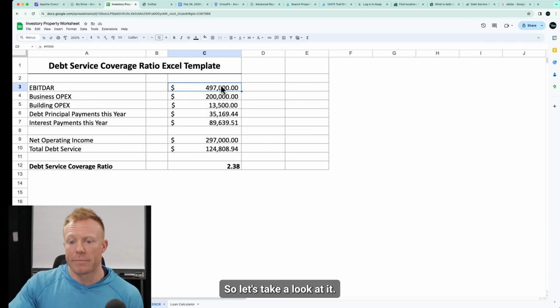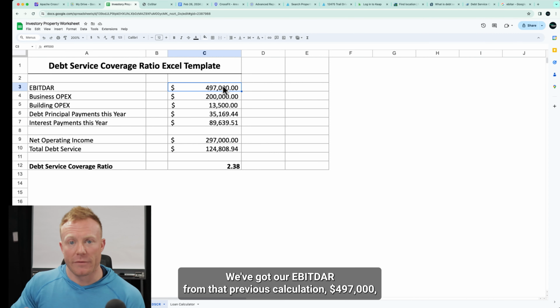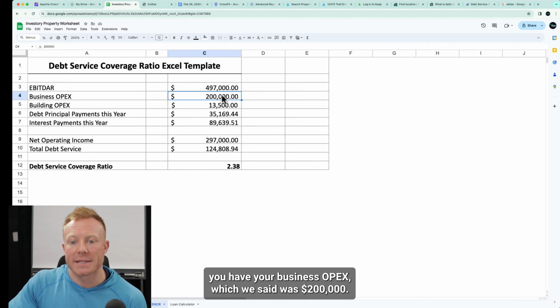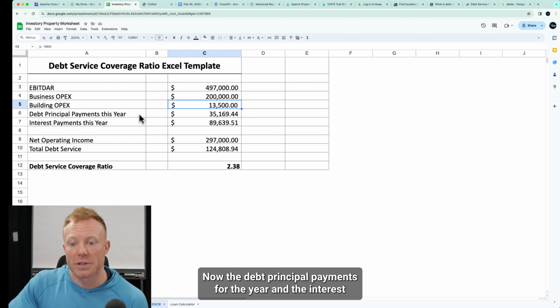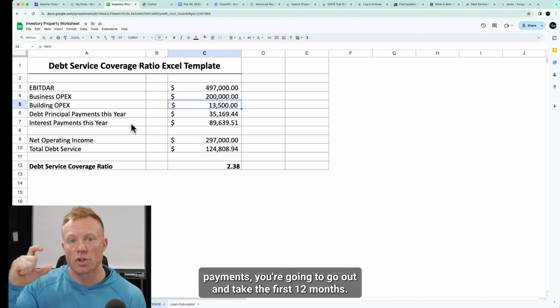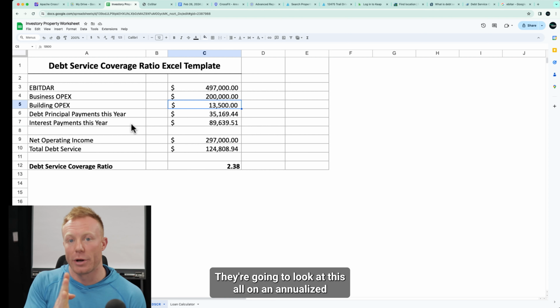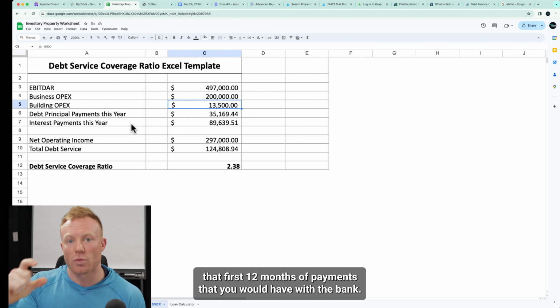So let's take a look at it. We've got our EBITDA-R from that previous calculation, $497,000. You have your business OPEX, which we said was $200,000. Your building OPEX is an additional $13,500. Now, the debt principal payments for the year and the interest payments, you're going to go ahead and take the first 12 months. They're going to look at this all annualized for that first 12 months of payments that you would have with the bank.